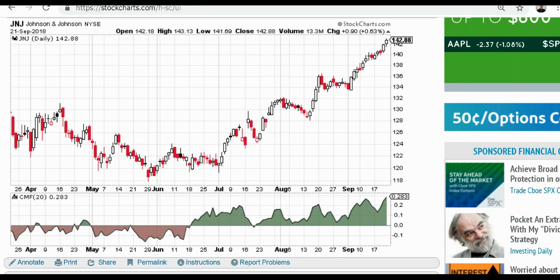All right, so that's my quick introduction to the Chaikin Money Flow Indicator.